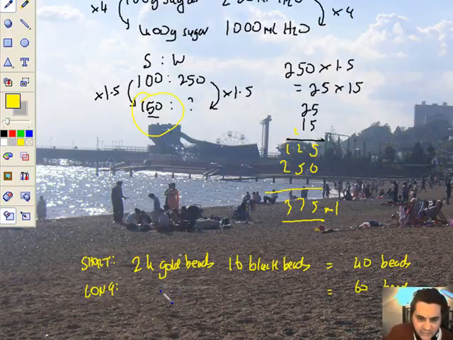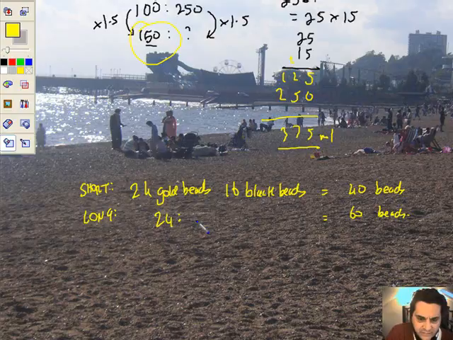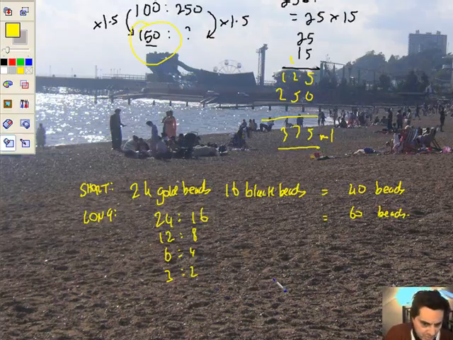Okay, fine. So I've got 24 to 16. So let's have a look. Let's simplify that ratio down. That's going to be 12 to 8. That's going to be 6 to 4, 3 to 2. Right then. I want to work out the amount of black beads in the long necklace.